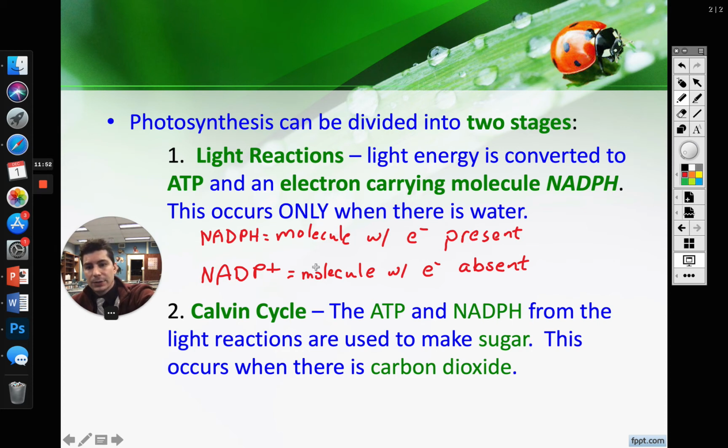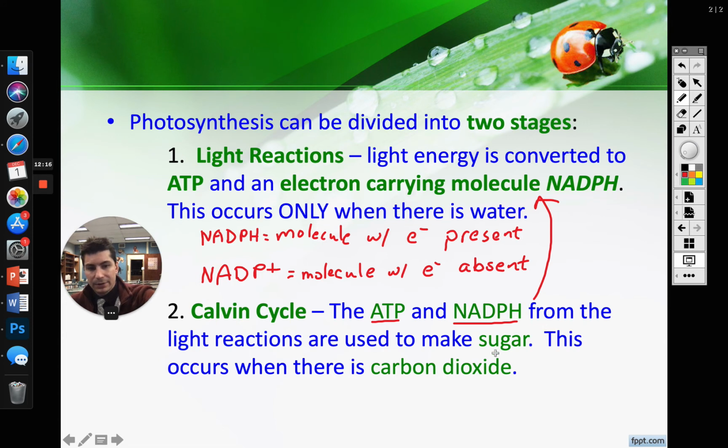And then the second part of photosynthesis, our second step, is going to be the Calvin cycle. What's going to happen in the Calvin cycle is this is where we are going to use our products from the light reactions. So we're going to use that ATP. We're going to use that NADPH that we formed up here. And we are going to use them in order to make sugar.